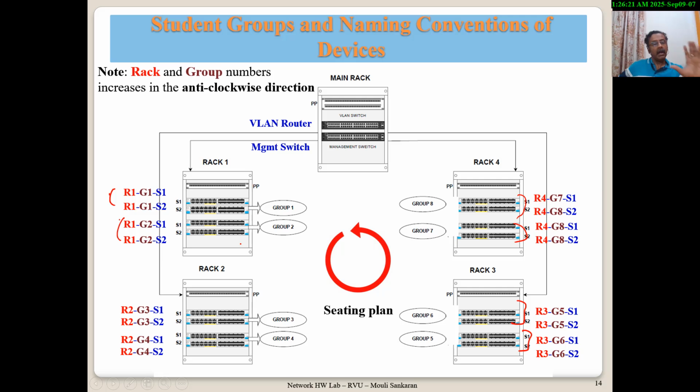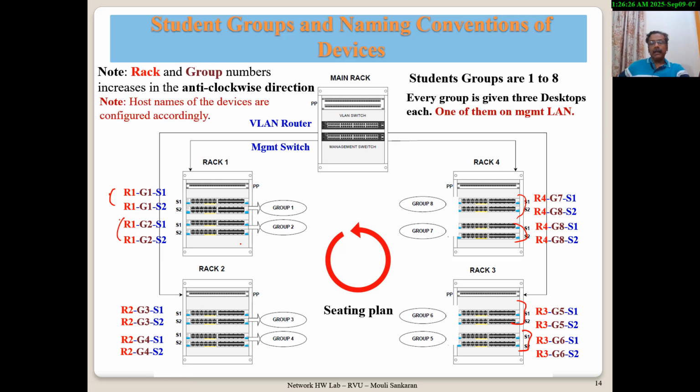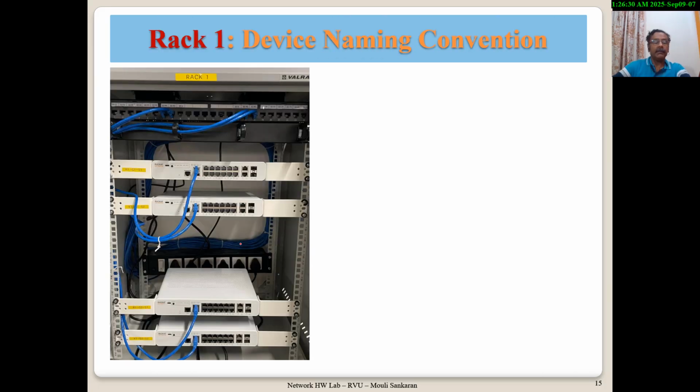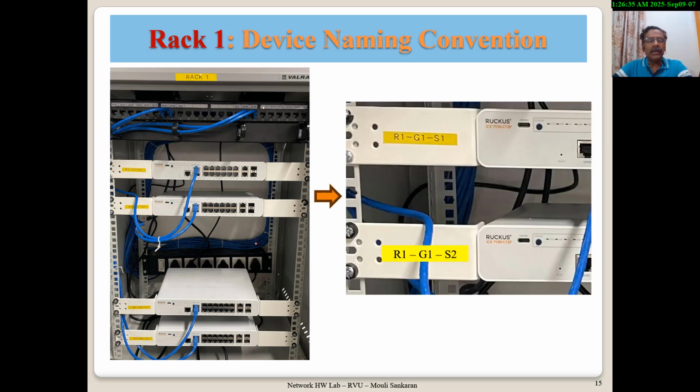Now, let us understand them a little more in detail. I am just giving you a closer view of only rack 1 as an example. So similarly, G2 will be using this, and group 1 will be using this. Similarly, for rack 2, rack 3, rack 4, you know which one you will be using. So these are the names which I told you. And as you can understand, they are 12 port devices. And you can see that these are the management ports.